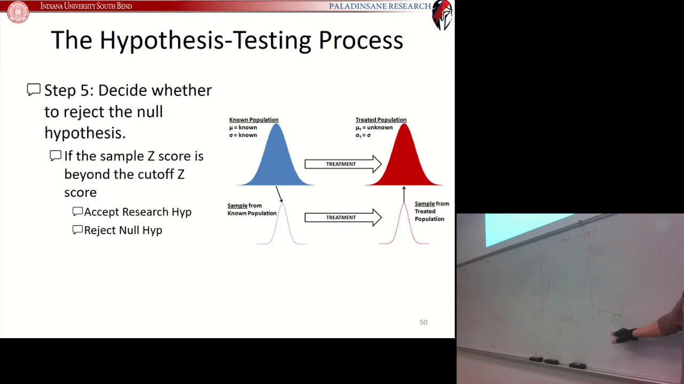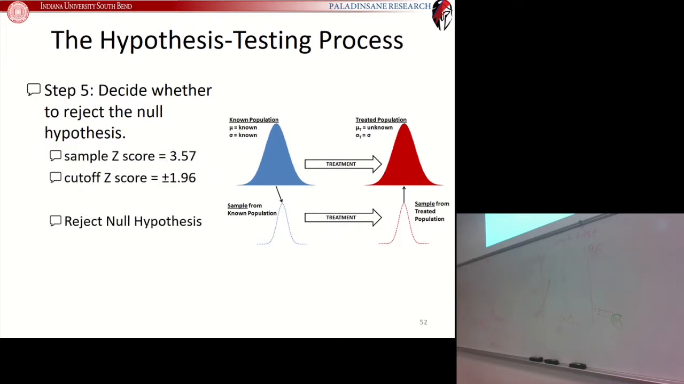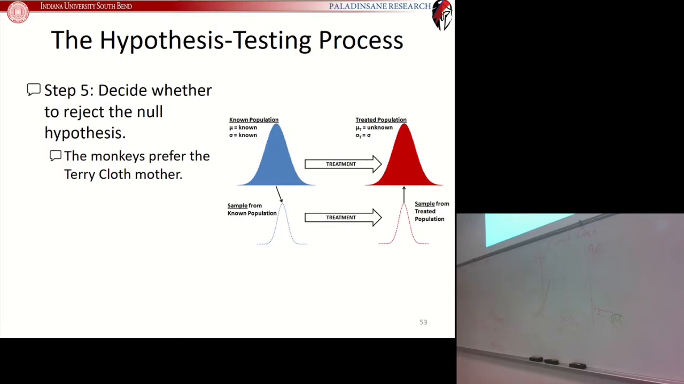because you don't want to do all the hard stuff correctly and then come up with the wrong conclusion because you were juggling failing to reject the null hypothesis in your mind. All right, so we are rejecting the null hypothesis because our sample score went beyond our cutoff z-score. So we reject the null hypothesis. We reject the idea that there is no preference. And we conclude that the monkeys, in fact, do prefer the terry cloth mother. They do need that idea of affection.